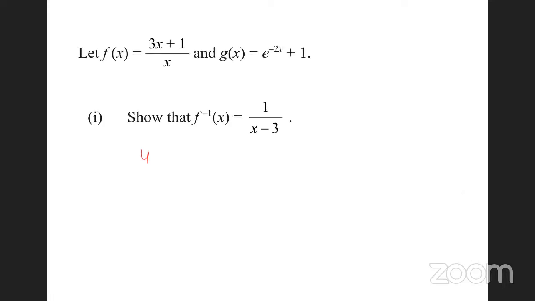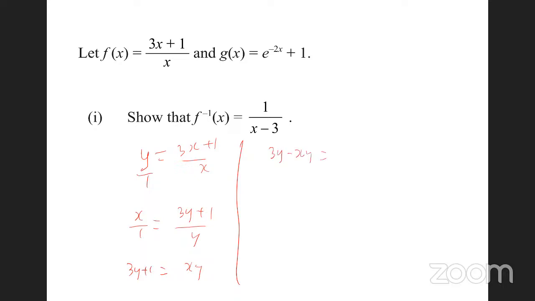Let's check this out now. Y is equal to 3x plus 1 on X. Interchange X and Y: X is equal to 3y plus 1 over Y. Cross multiply and solve for Y, right? So you'll get 3y plus 1 is equal to xy. Bring all the y's together, and then make y the subject. So y is equal to 1 over 3 minus x.